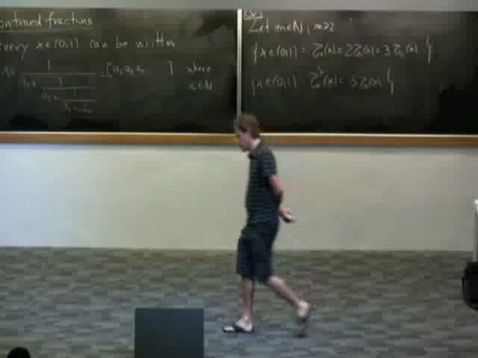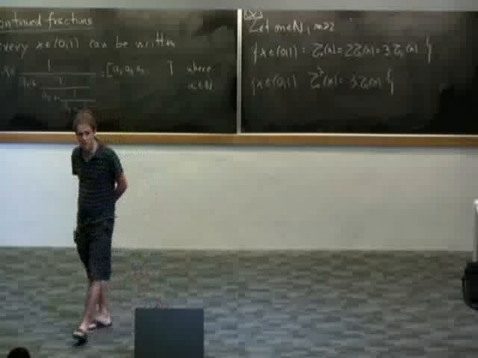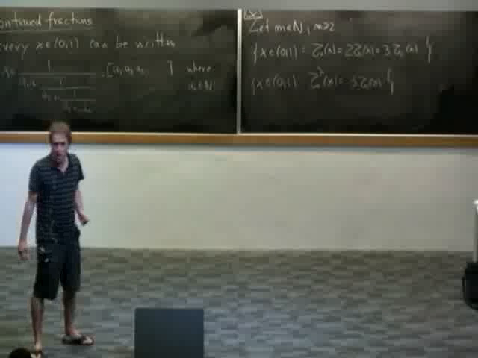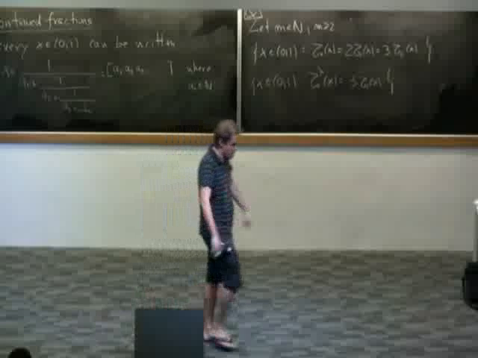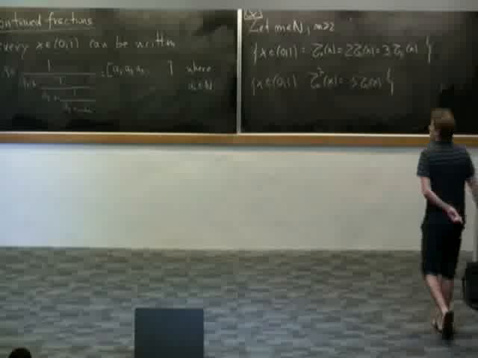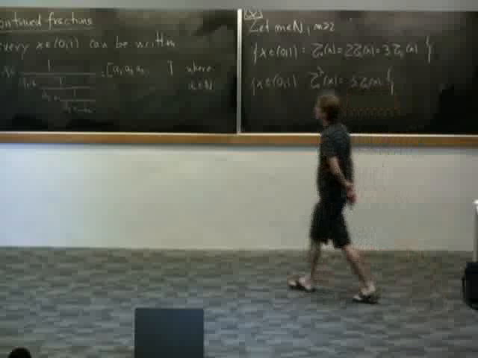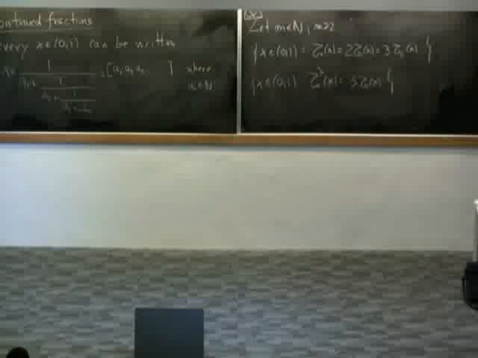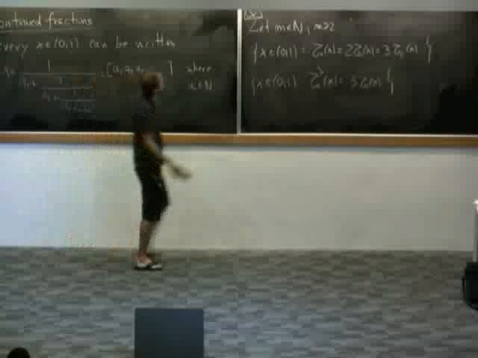For example, if a number is irrational, then the continued fraction expansion is infinite, whereas if it's a rational number, then the continued fraction expansion is finite. But not only that, it also gives us the best possible rational approximations of a number. As you probably all know, but I will say it anyway.